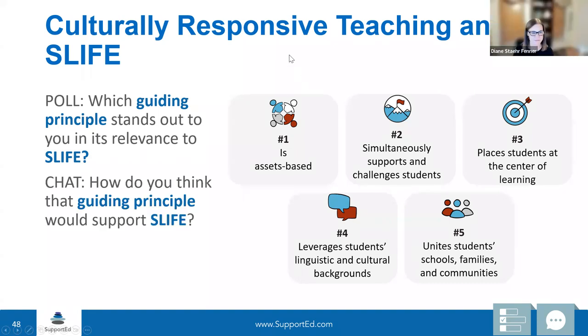All right. Well, we'll think about what guiding principle did stand out. Maybe you can enter it in the chat. Which guiding principle? 1, 2, 3, 4, or 5? Two. Okay, 2 and 3. I saw a 4, a 1. Yeah, and we'll think about how that guiding principle can support SLIFE.